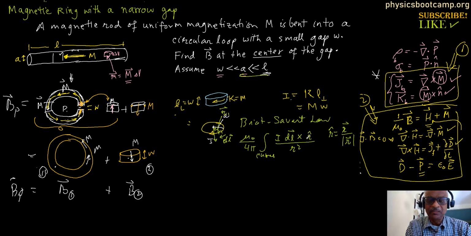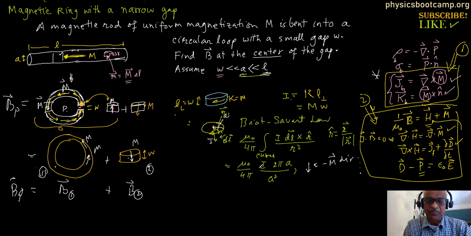This is 90 degrees to each other, so it just becomes the length, and dl is just the radius. So this whole thing is very easy to do, and you get I remains I, and the dl is 2 pi a, r squared is a squared, and the direction is in the down field, which is the same as the negative m direction.